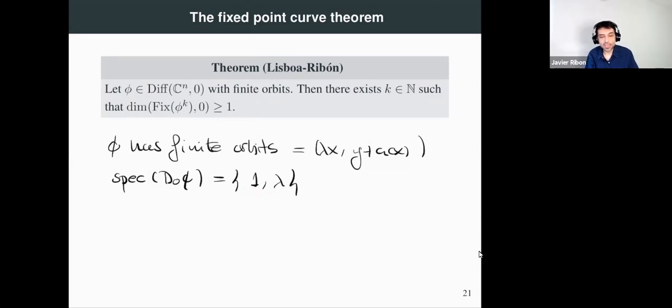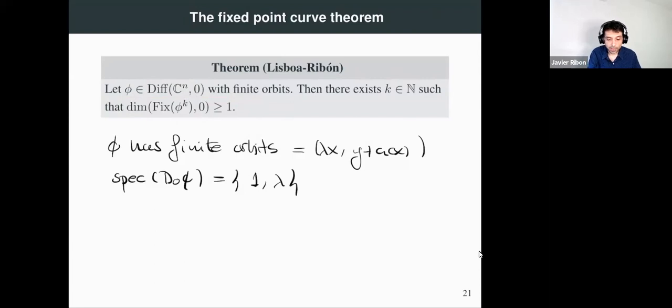So what we can ask is whether this is a general situation, or whether we are just not considering the right examples. This theorem proves the thesis for dimension 2, but it can be generalized to any dimension. It says that if you have a local biholomorphism with finite orbits, then for some iterate of phi, the origin is not an isolated fixed point.